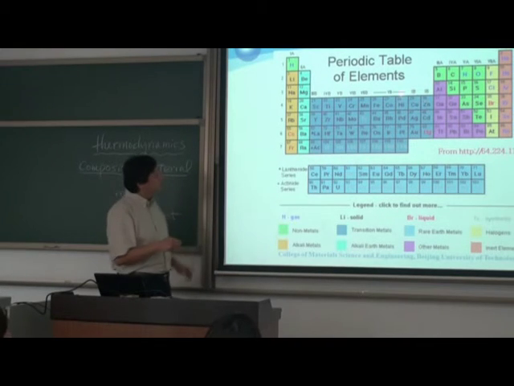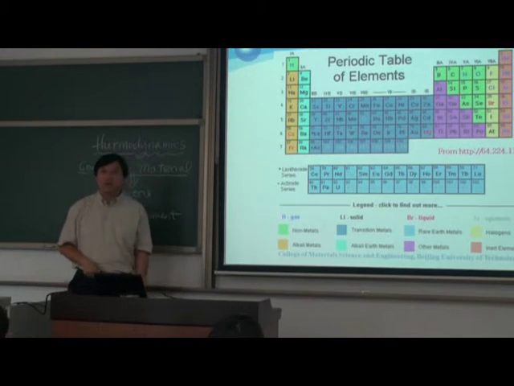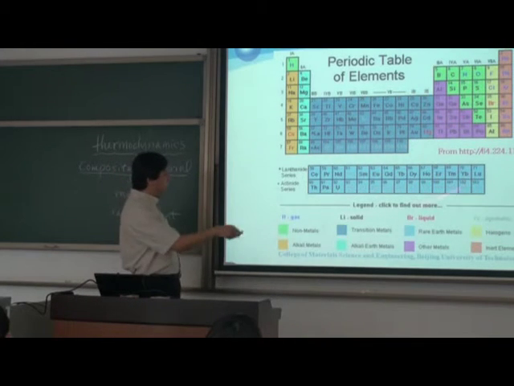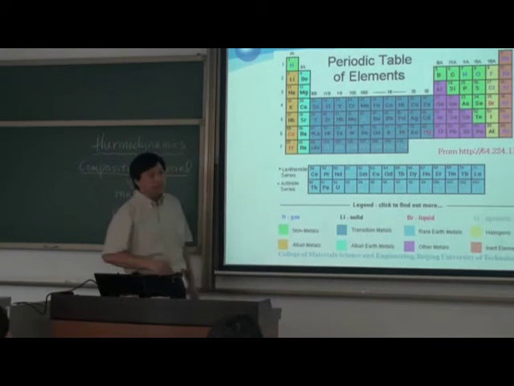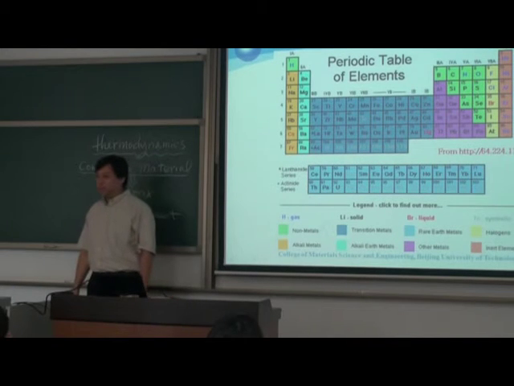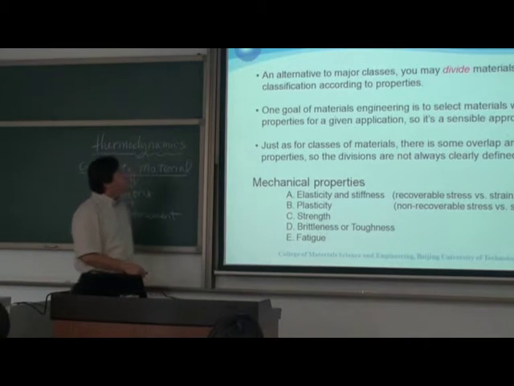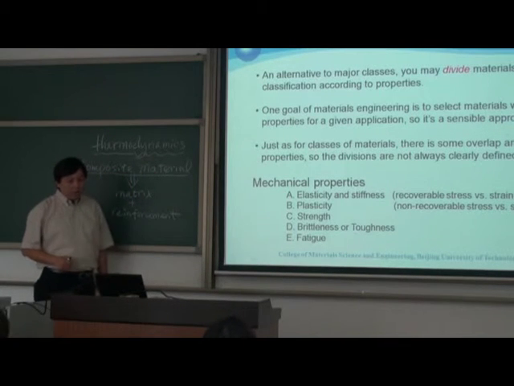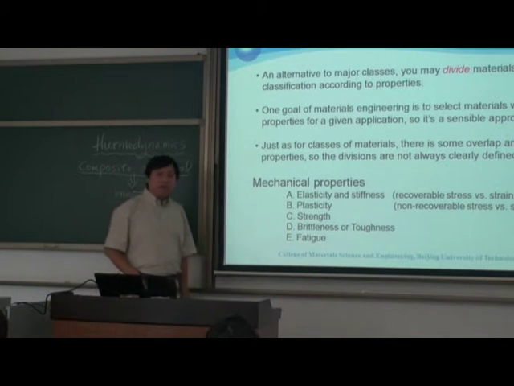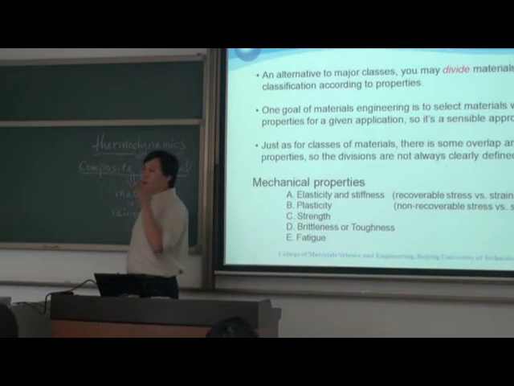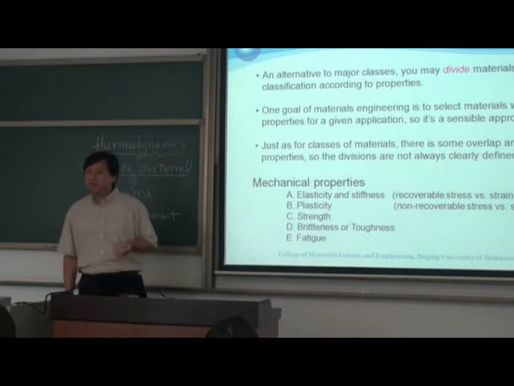Now, in order to know what kind of material is the best candidate for your application, you have to be very familiar with the periodic table of elements. This is something we need to talk about in our first chapter. After that, we divide material based on its feature: metals, ceramics, polymers, semiconductors, composite materials, biomaterials.